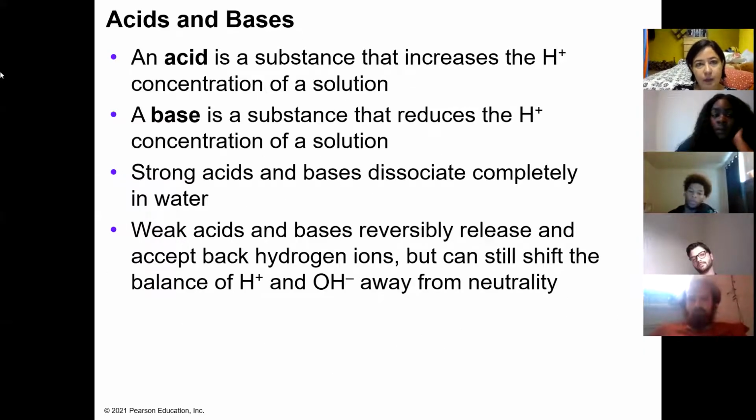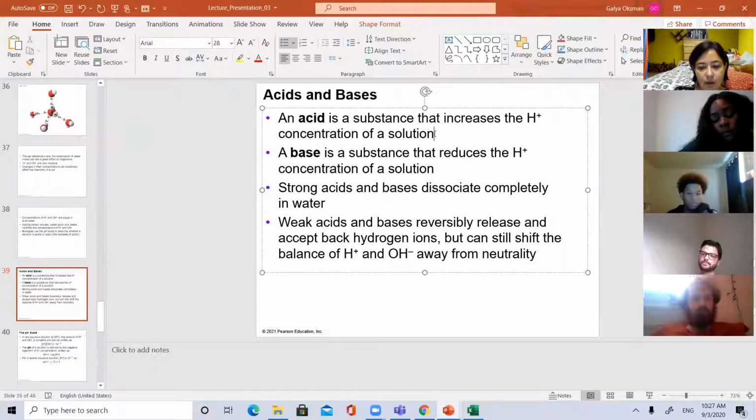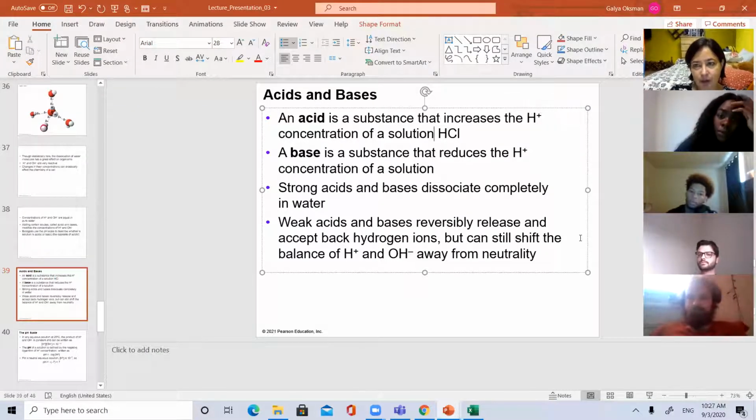So what you can see, an acid is a substance that increases the concentration of hydrogen ions in solution. You know what this is? HCl. This is hydrochloric acid. This is the acid that is present in your stomach, right? It helps you digest proteins. Hydrochloric acid really tends to break down into hydrogen ions and chloride ions.